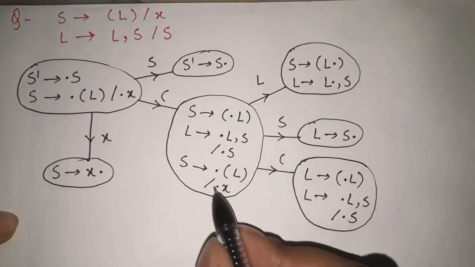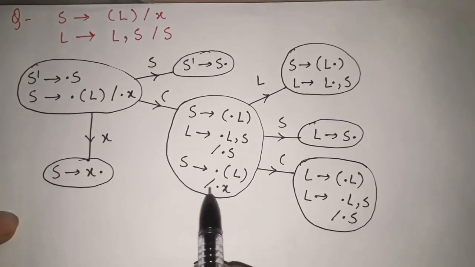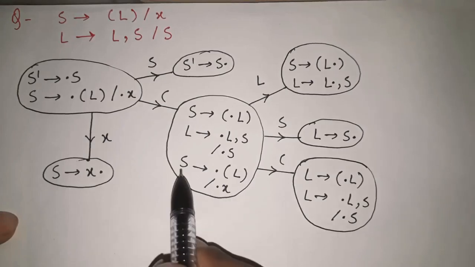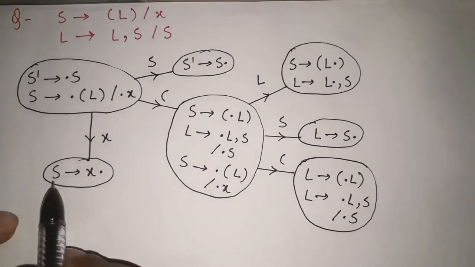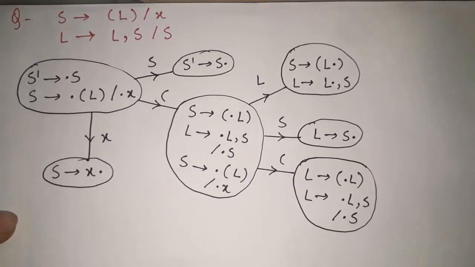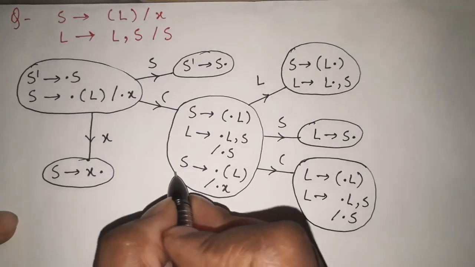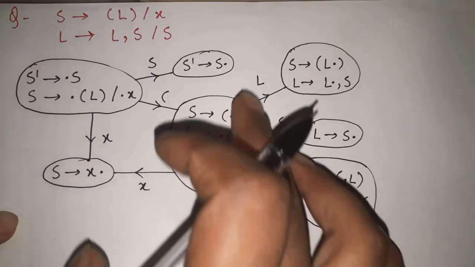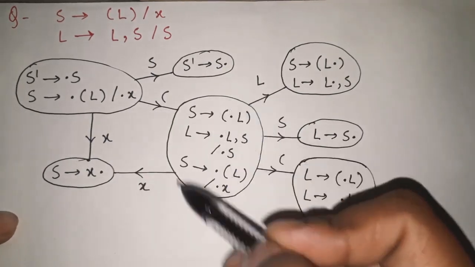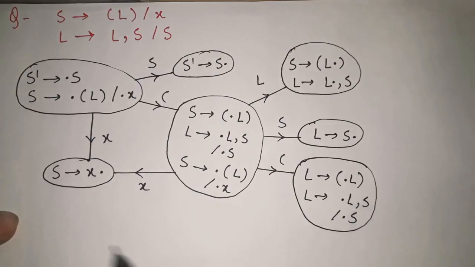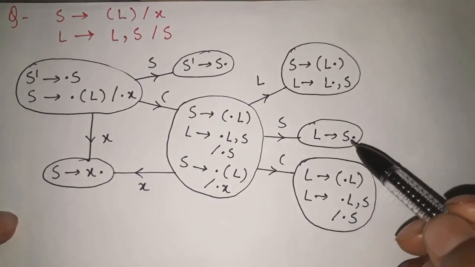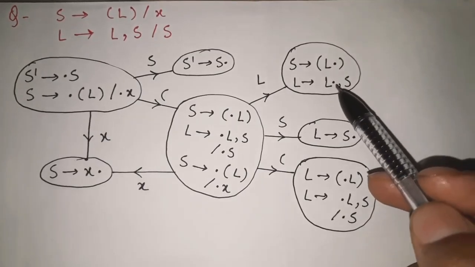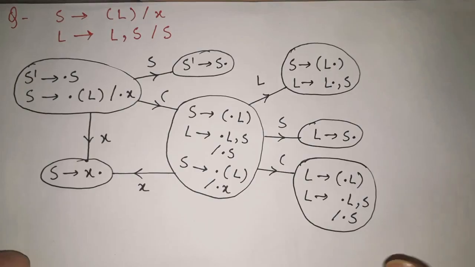Then I am having x. After parsing this x, the dot will be shifted one towards the right side, so I will get S gives x. Now S gives x. is already present, so there is no need to make a new state. I will just draw the arrow here for small x. Fine. So all the parsing from this state is done. Now we will move further. Here the dot is at the end, so I don't need to expand this state. But I again have to expand this particular state, so let's expand it.